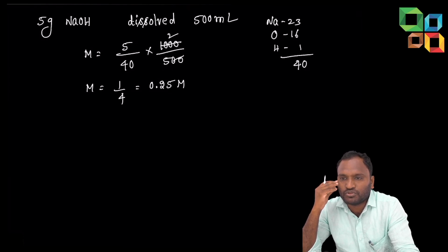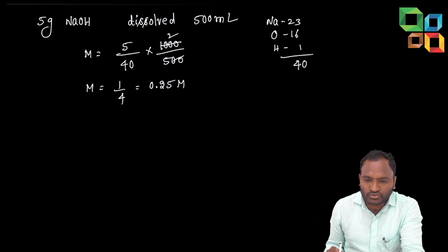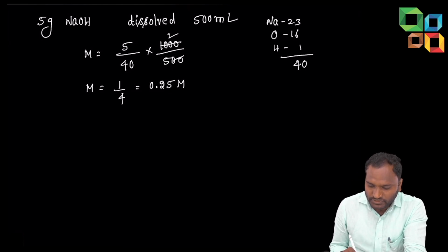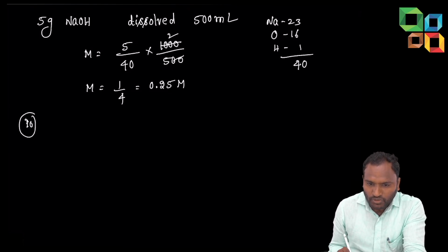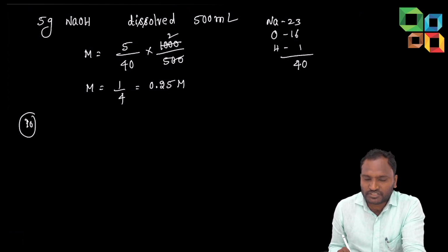by mass. If you write, it will be well and good. 20 percentage by mass of aqueous KI is 1.202 gram per milliliter. They are asking molarity. It is there in textbook also, students.